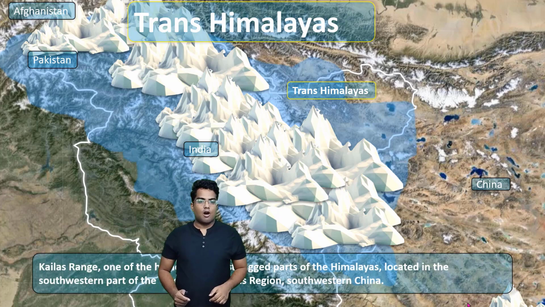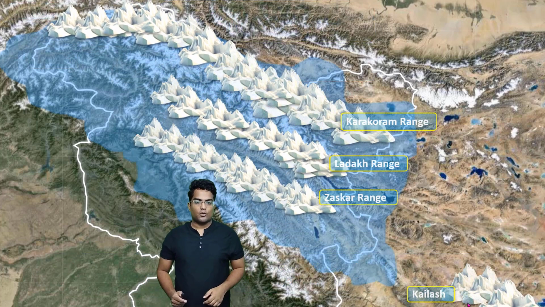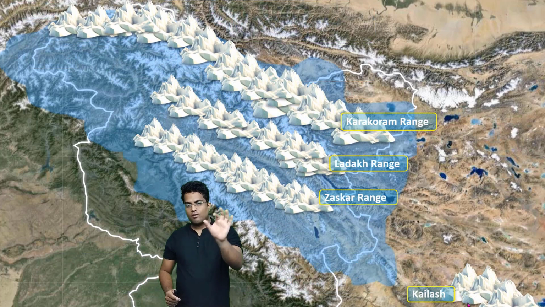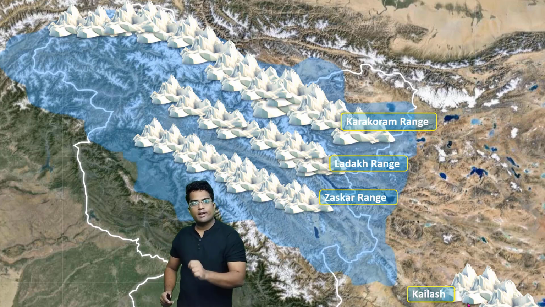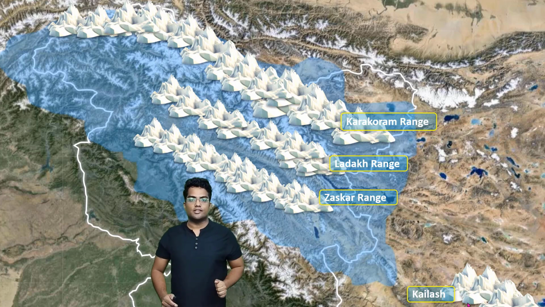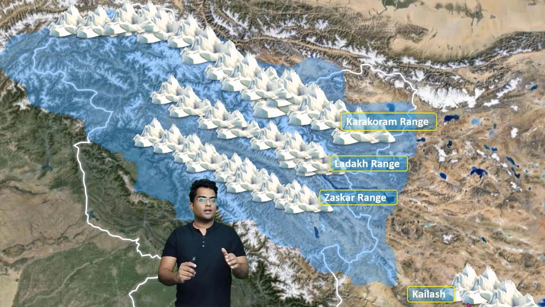So this is how it looks. First, at the very top, we have the Karakoram range. Then we have the Ladakh range. Then we have the Zaskar range. And finally, there is a tail called the Kailash range. The Karakoram range, Ladakh range, Zaskar range, and the Kailash range. We are interested in this topic, the Kailash range.